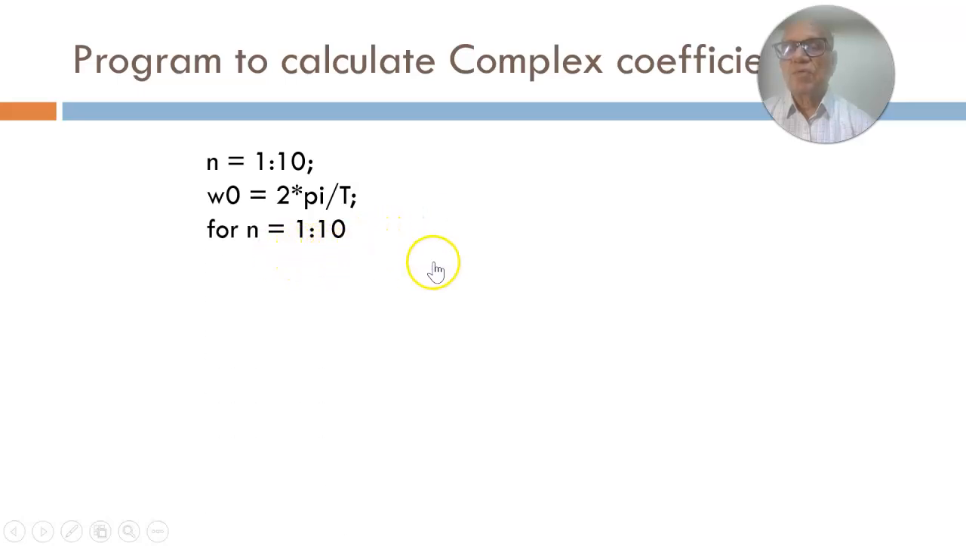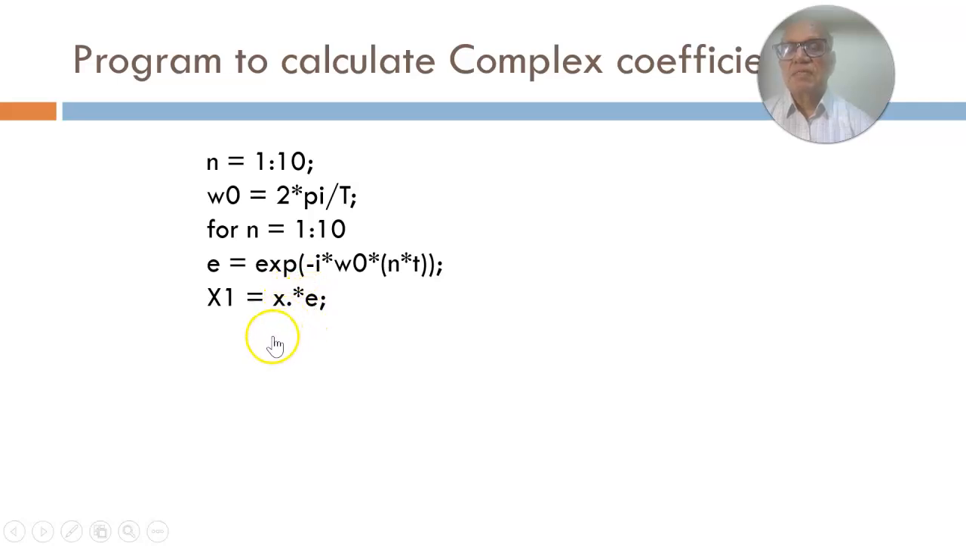Now for n equal to 1 to 10, you go into this loop. You first calculate the exponential function. Remember we had e raised to minus j omega naught n t. So its Matlab equivalent is exp(minus i into omega naught into n into t), that is your e. Then you have to multiply it by x(t). So x1 is calculated as x .* e.